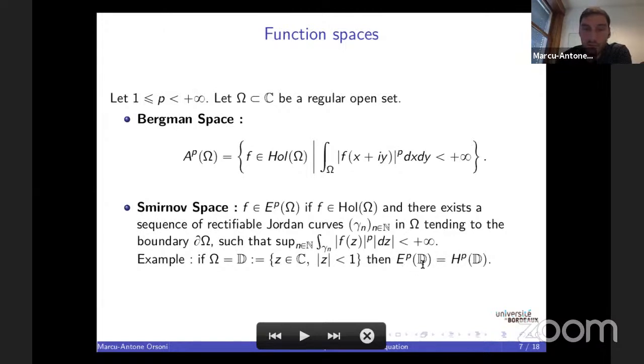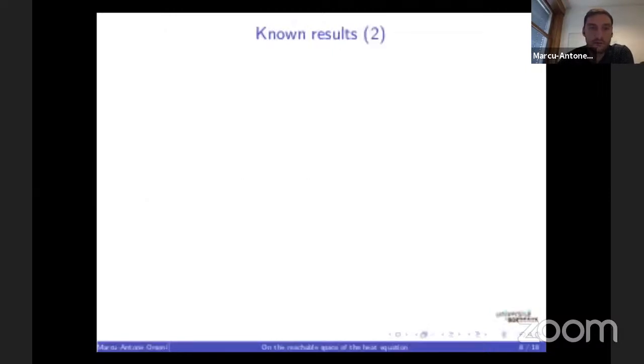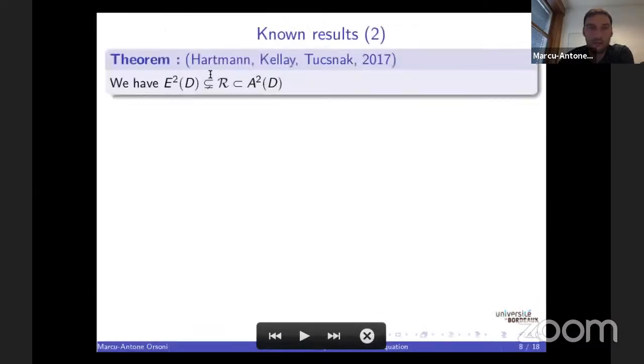And for the unit disk, in fact, we can choose the curves to be the circle of radius R. And we obtain an L infinity LP norm, LP on the circle and L infinity on the radius. So with these definitions, I can give the other theorem of Hartmann, Kelley, and Tuchnack.